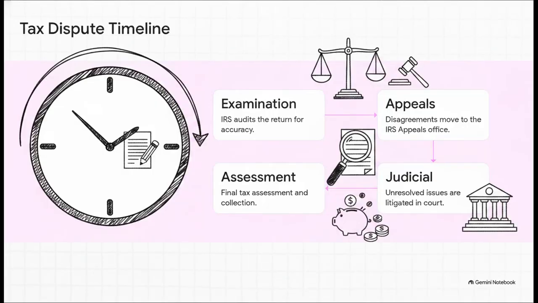Think of the IRS process as a strict chronological timeline. It moves step by step, starting with return filing, then potentially an examination or an audit. Disagreements move to appeals. If the issue remains unresolved, it heads to the judicial process. And finally, it ends with assessment and collection. Timing is critical for the exam. Skipping steps or missing deadlines irrevocably changes a taxpayer's legal standing. A taxpayer's options are completely dependent on their specific stage and the exact notices they've received at that exact moment in time.